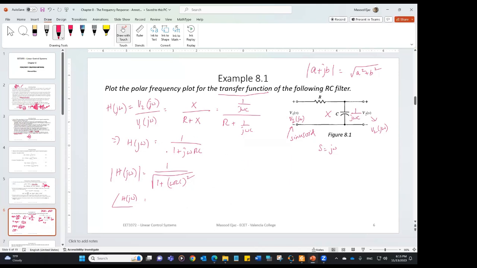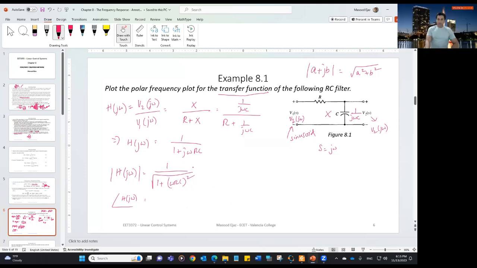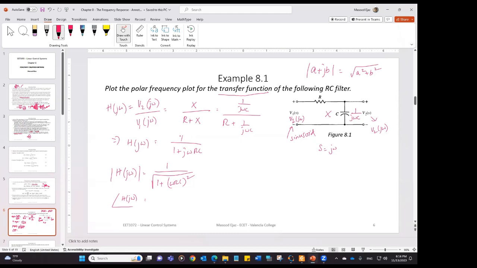You find the phase of the numerator and then you subtract the phase of the denominator. Bingo, that's the answer I was looking for. Phase of the numerator minus phase of the denominator. Now, what is the phase of the numerator here? Uh, 90. No. It's a negative 90. No.